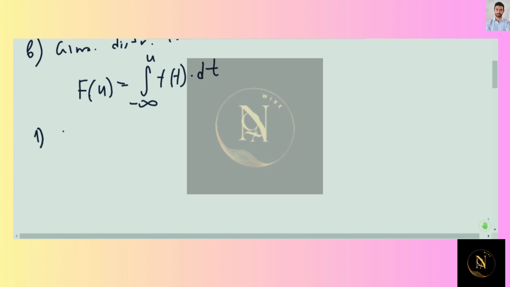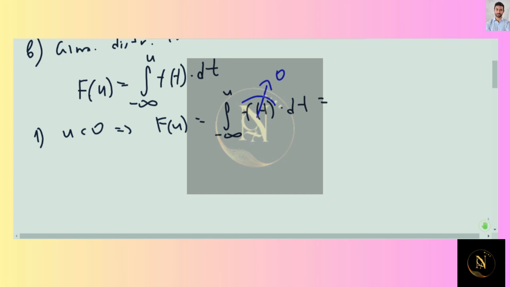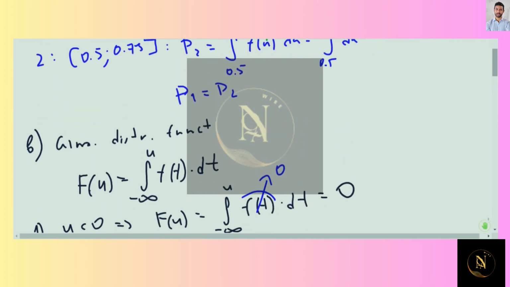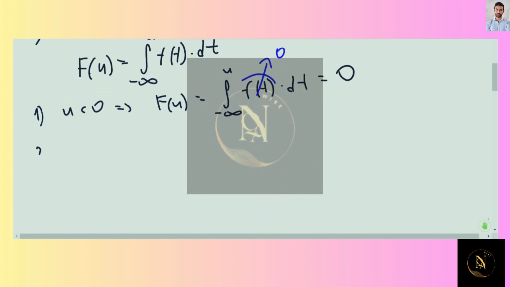So the first interval will be for u below 0. In this case, this equals the integral from minus infinity to u of the probability density function. This function is 0, as we know from the task. Therefore, this cumulative distribution function equals 0.